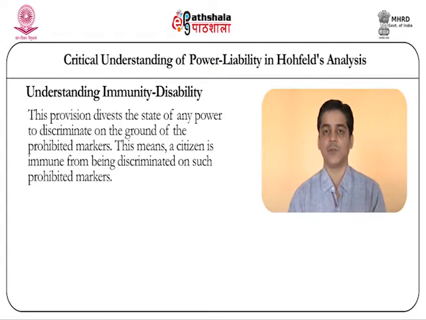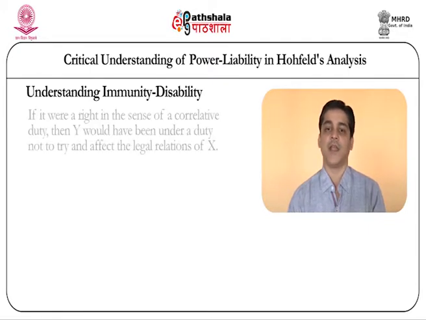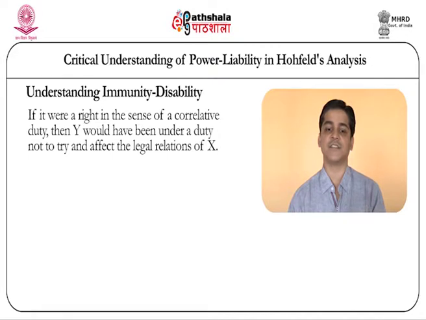That is, the proposition is not that they will never try to discriminate. They might try. It is not prohibited for them to discriminate. But if they try, such attempts will not bear any fruit. It will lack any legal validity or legitimacy. If the immunity vested in the citizens were a right in the strict sense of the term, then there would be a correlative duty imposed on the state, which is not the case.